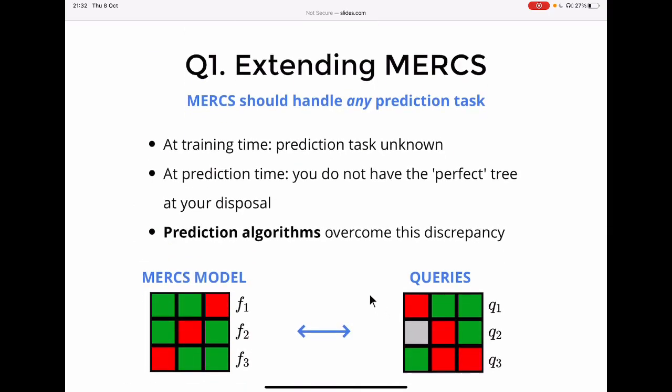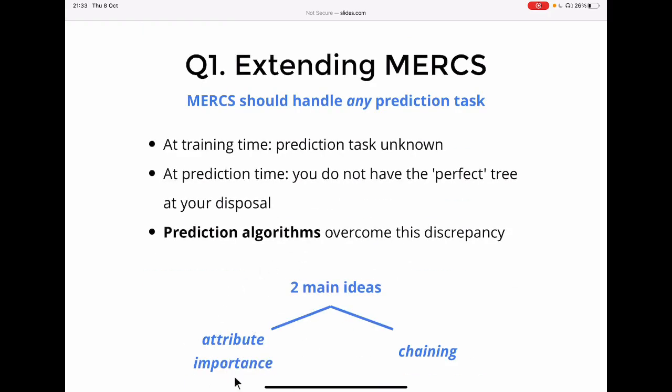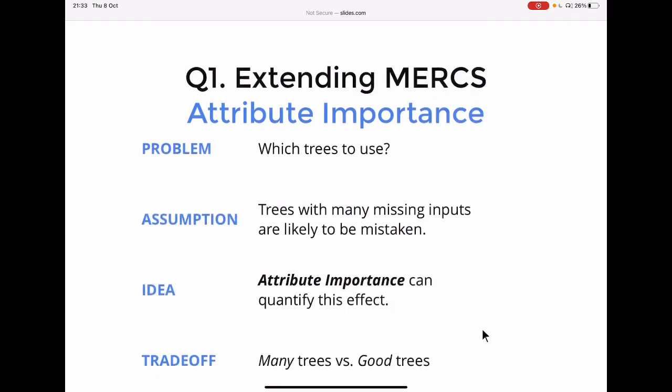Now the problem is that there can be a discrepancy between the decision trees in your MERCS model and the actual prediction tasks that the user asks you to solve. So that's this being robust to missing values at prediction time. So the perfect tree might not exist. For example, here query 2 is from attribute 3 predict attribute 2, or from the last column predict the middle column. You don't have a single decision tree that actually solves that task. So this discrepancy is what the prediction algorithms in MERCS must solve. To do this, we rely on 2 main ideas, attribute importance and chaining. I'll start with attribute importance.